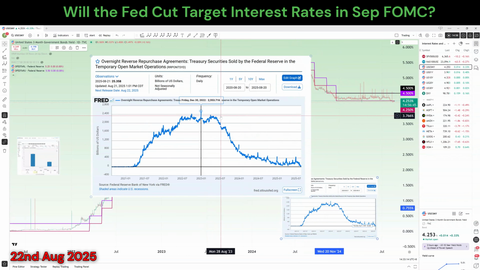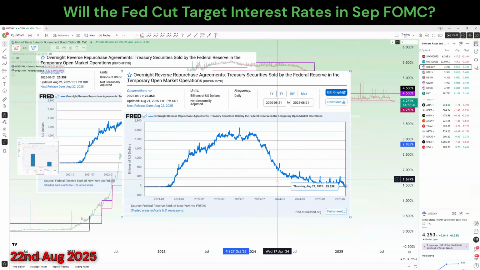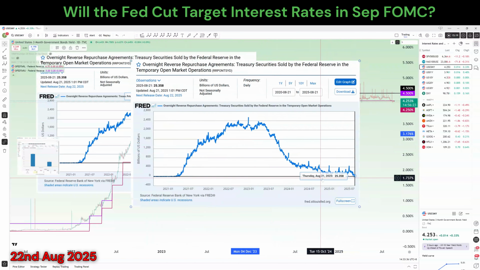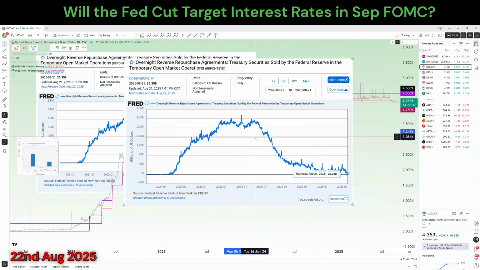So from $2.5 trillion, as of yesterday the 21st, we are only left with 25 billion. This is published daily, by the way, so you can actually see how this amount changes. That is just 1% of when it was at its peak, and this is the lowest level since end 2022. So this pool of stealth liquidity, or hidden liquidity, is going to dry up very soon.